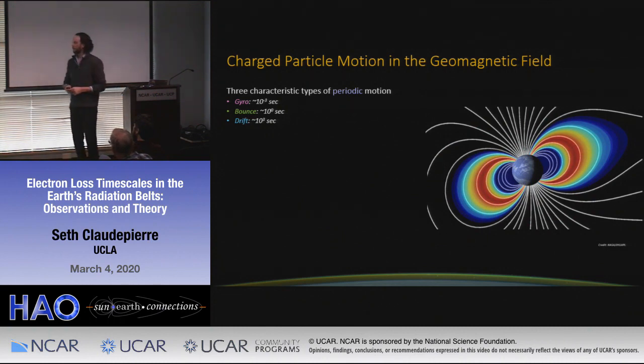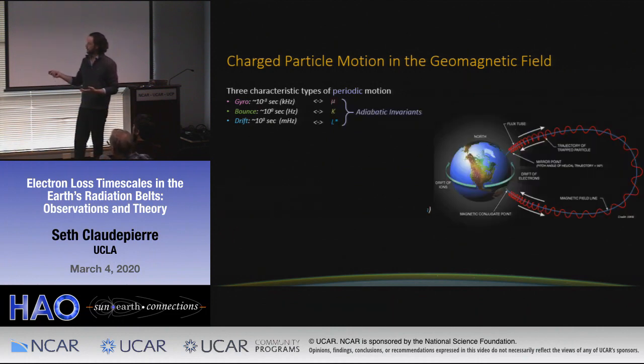So whenever we have periodic motion in a mechanical system like this, we can make use of conserved quantities that are called adiabatic invariants. Associated with each type of periodic motion, the gyro motion, the bounce motion, and the drift motion, we can define these three adiabatic invariants, which are quantities that are roughly conserved, just like momentum conservation, energy conservation. These quantities are conserved so long as the field variations don't vary on timescales faster than the timescales that are shown there.